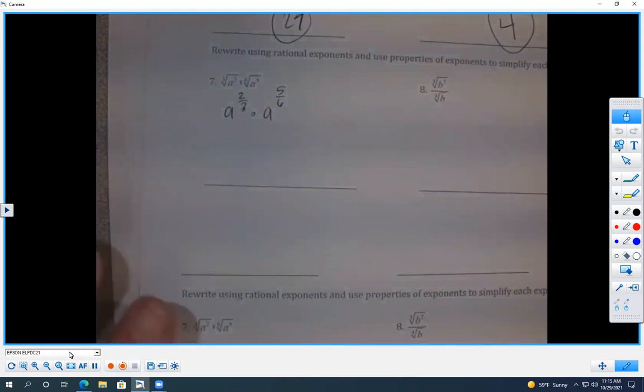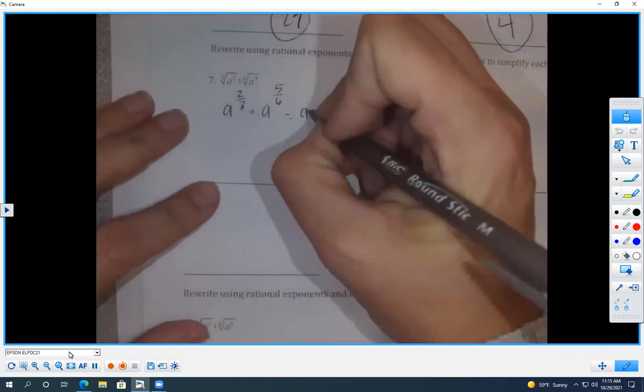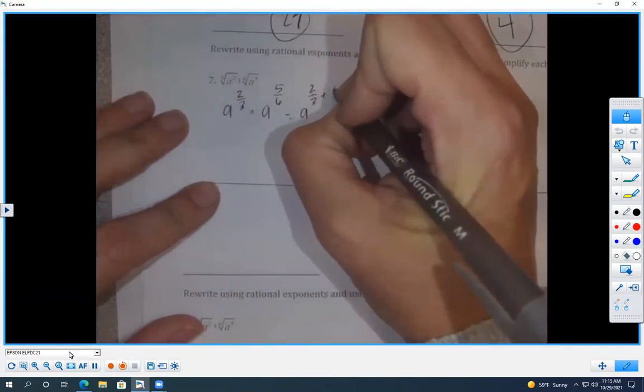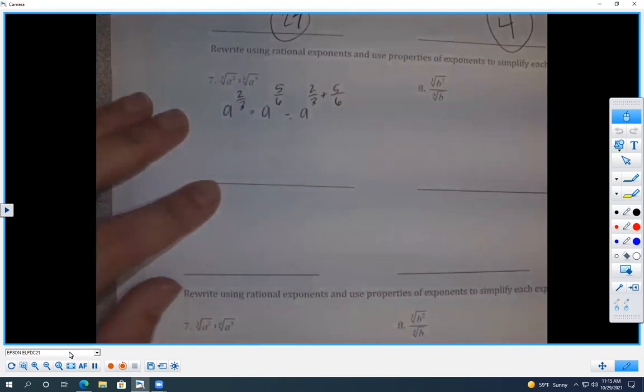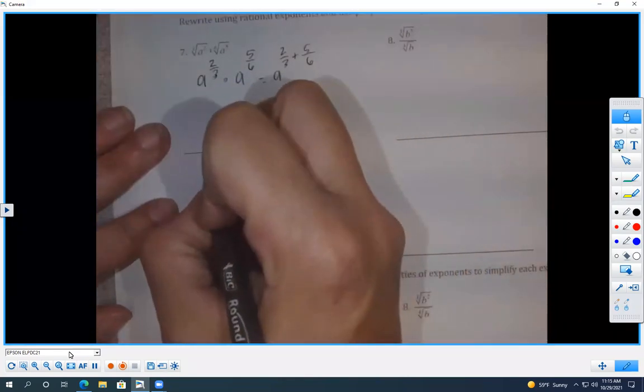So then we want to do what with those exponents? How do I put them together? Yeah, first I need to add them together. This is the product rule. So this becomes a to the 2/3 plus 5/6. And I need to find the common denominator, right? I'm going to come down here and add my fractions.